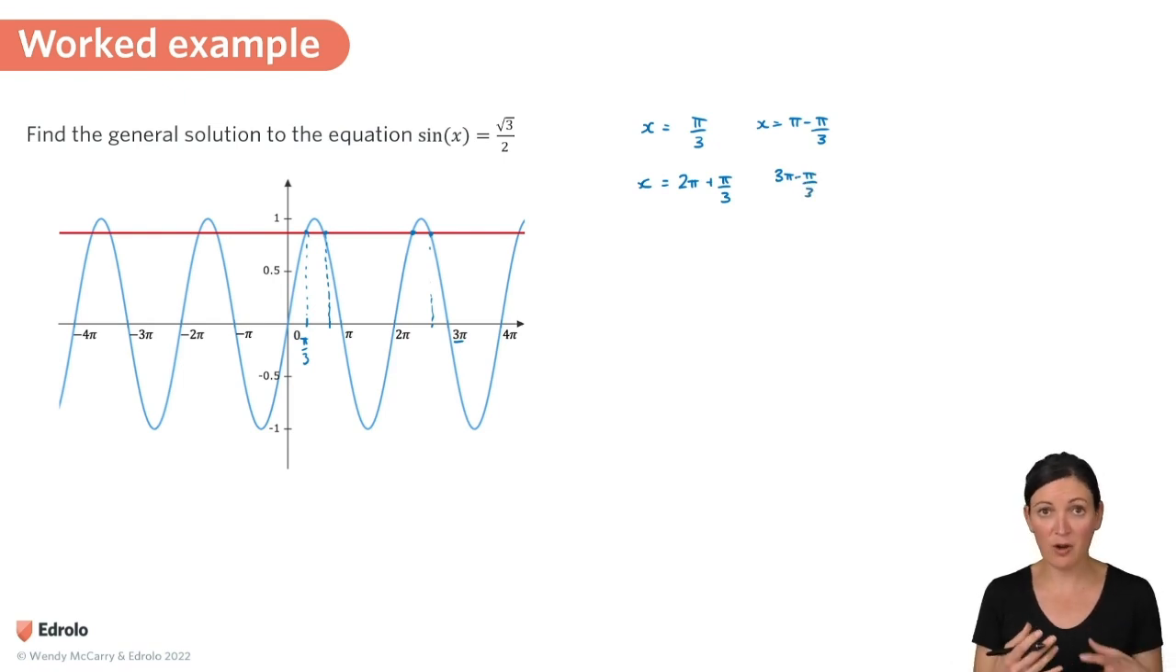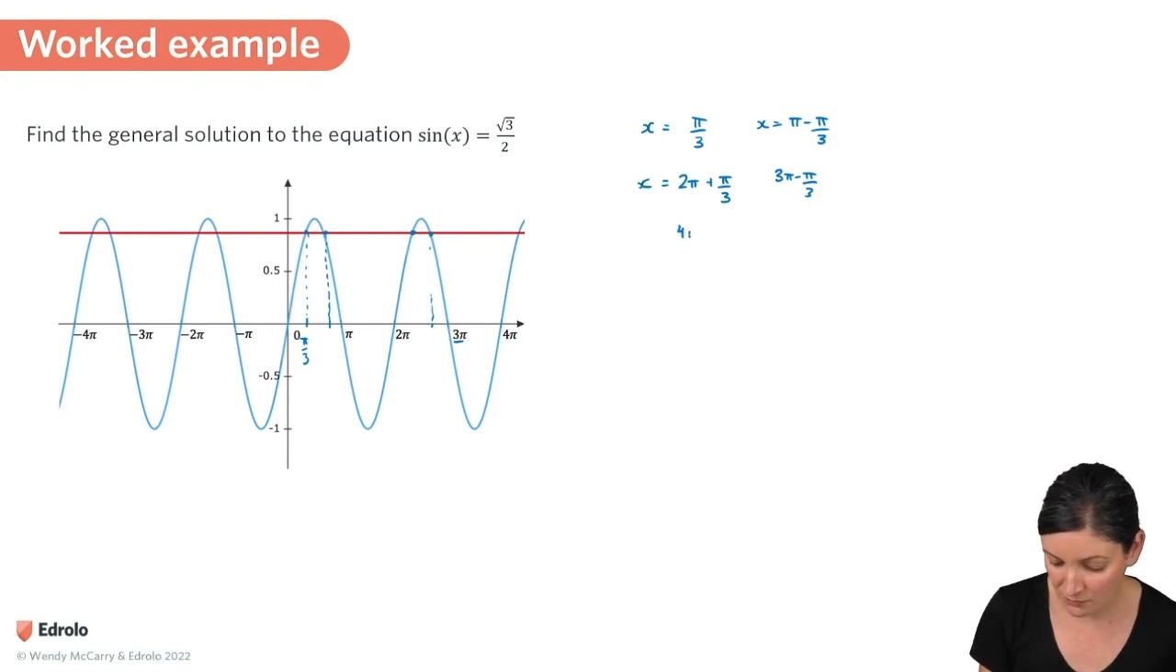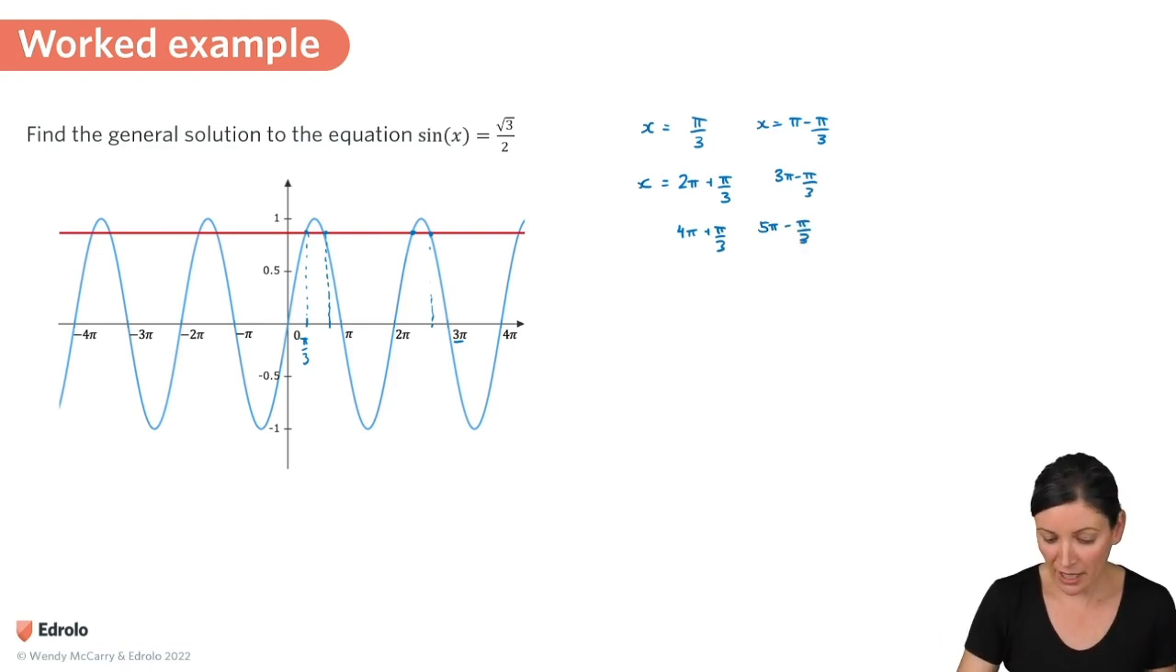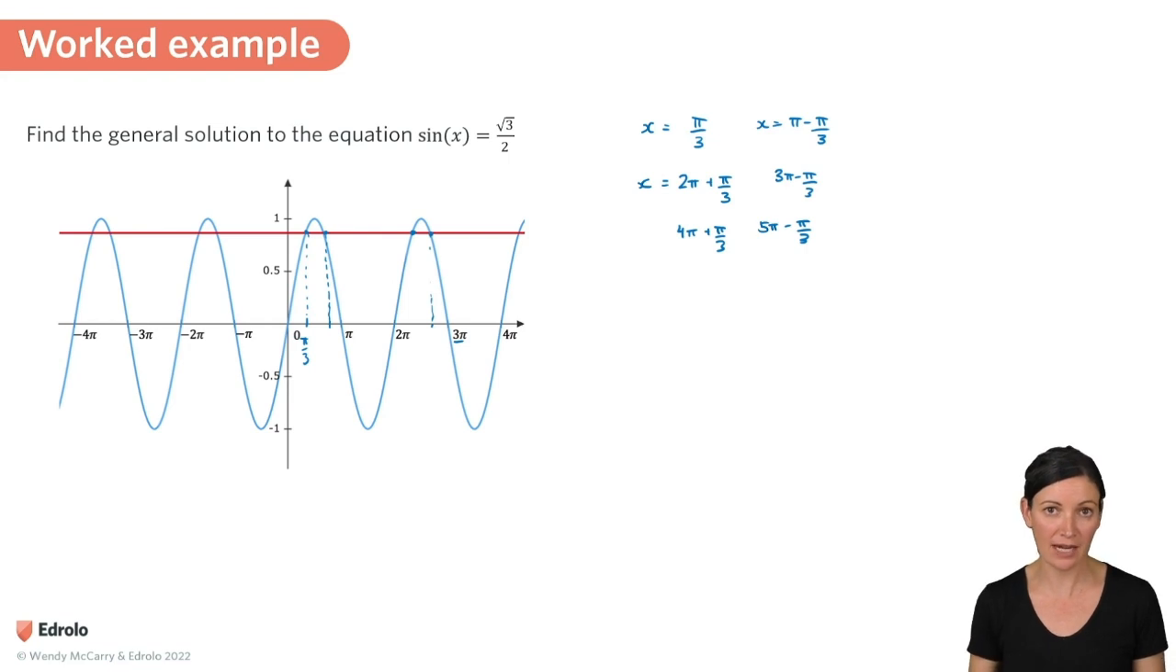Okay, and if I kept going, hopefully you can see a bit of a pattern starting here. What I would next get is 4 pi plus pi/3 or 5 pi minus pi/3, and so on and so on. Okay, so what we have here is for even multiples of pi, I'm adding on my reference angle. I'm adding that pi/3 on. But for odd values of pi, I'm taking away my reference angle.